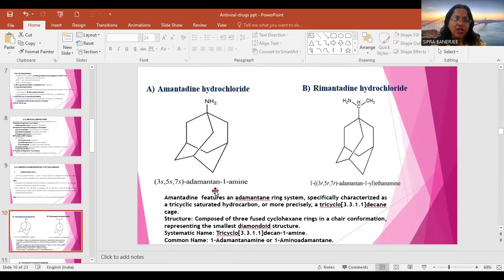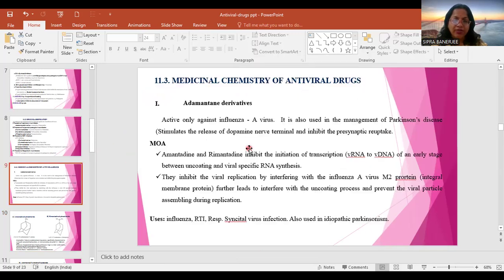This is amantadine hydrochloride. Actually, this is a cyclic ring, specially categorized as a tricyclic saturated hydrocarbon. You can see 1, 2, 3. The tricyclic ring is there, and more precisely it is the tricyclic decane cage. You can number the structure from here: 1, 2, 3, 5, 6, 7, 8, 10. So this is known as tricyclodecane-1-amine. The one-position amine is there. If it remains as hydrochloride, then the amine group is substituted. So this is one of the important structures of the antiviral drugs.